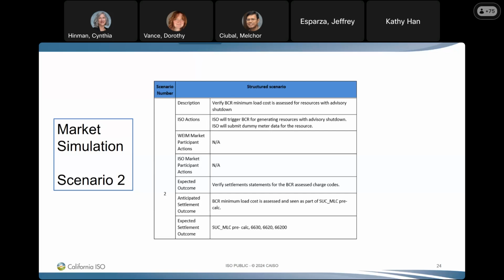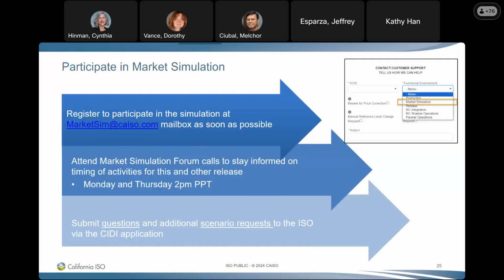If you are interested in another scenario or something else you think we should be testing, please submit a CIDI ticket and we can set up that scenario for you. So CIDI tickets for any other scenarios that you might have. So again, please register to participate in the market simulation as soon as possible. Actually, I think it's by June 14th. Attend the market simulation forum calls. Those usually happen on Mondays and Thursdays at 2 p.m. And submit your questions and any additional scenarios that you'd like to see via the CIDI application.